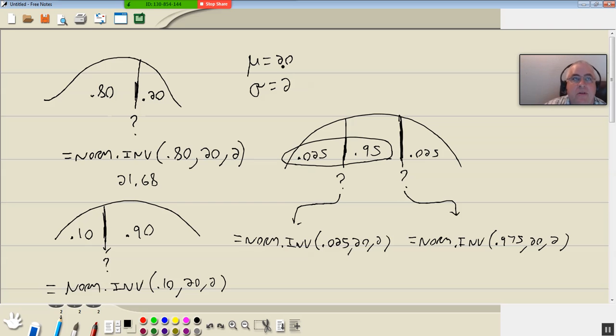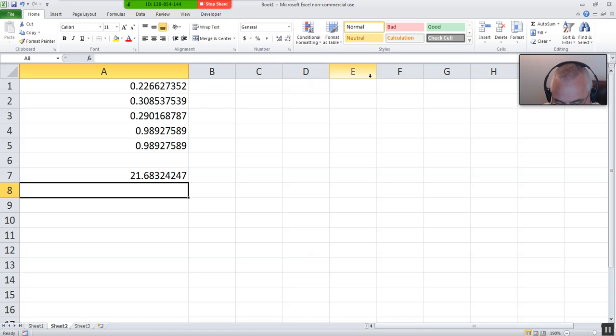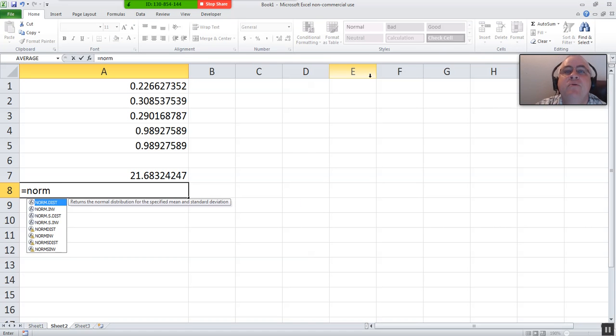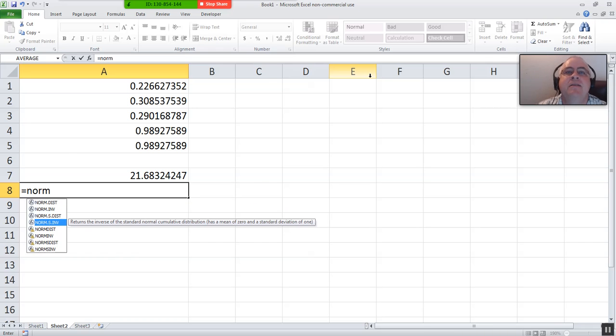If it says standard normal, again, standard normal means your mean is 0 and your standard deviation is 1. Again, I think there's a norm.s.inv in Excel. Let's see if that's a true statement. Equals norm.s.inv. Here it is. If you choose that, then you see it even says it has a mean of 0 and a standard deviation of 1. You have fewer parameters to plug in there.